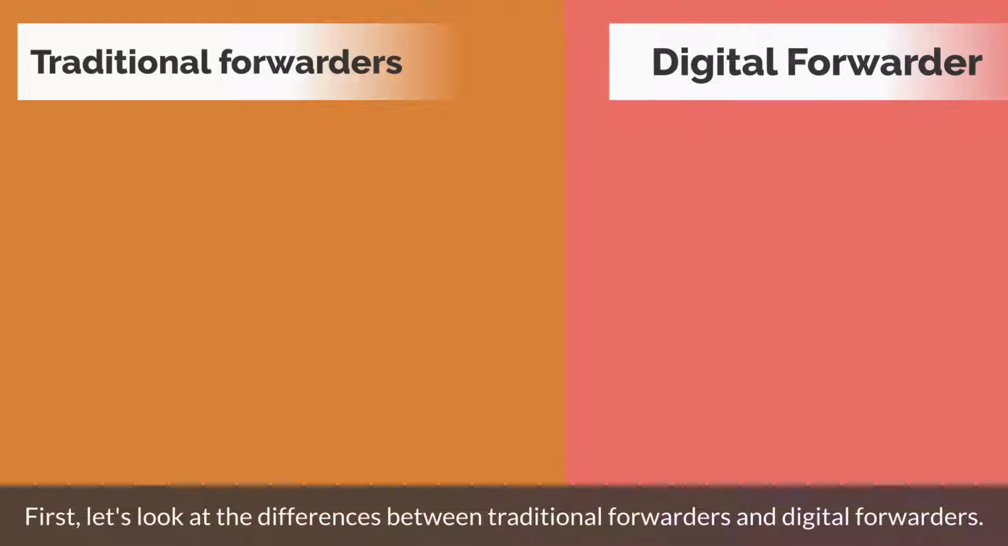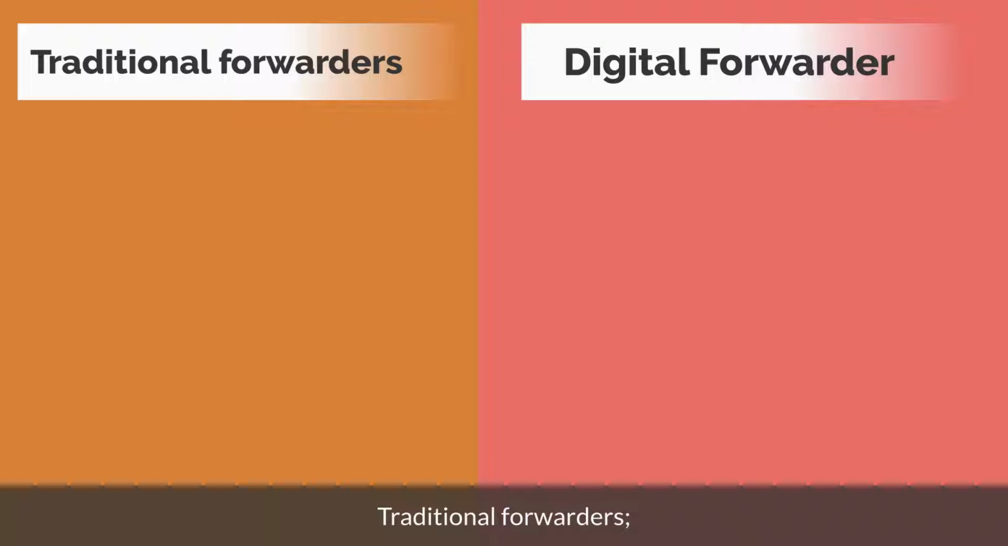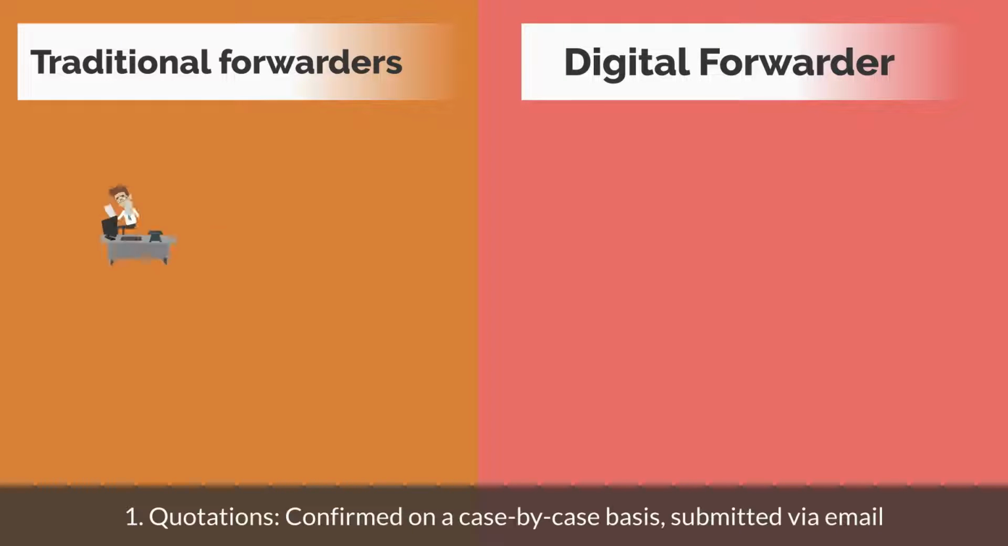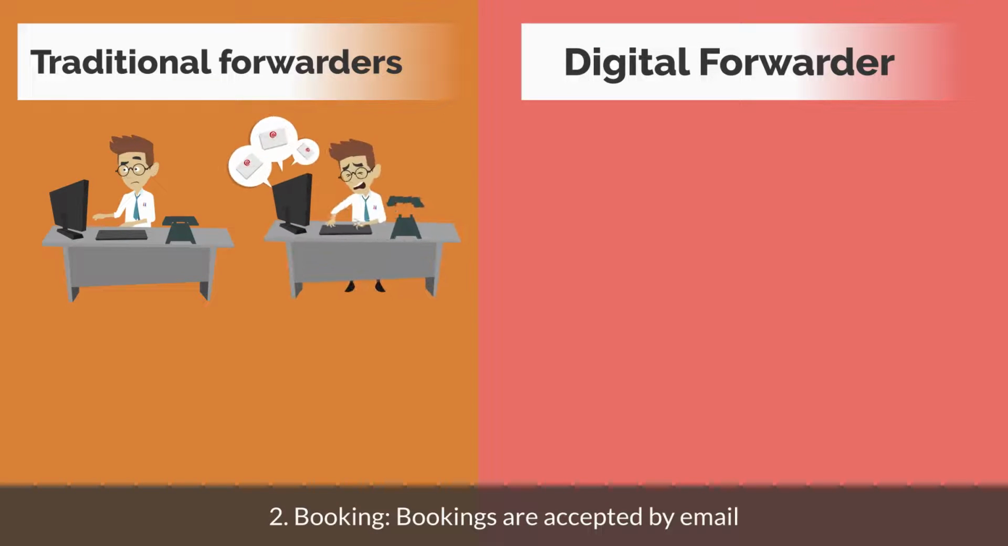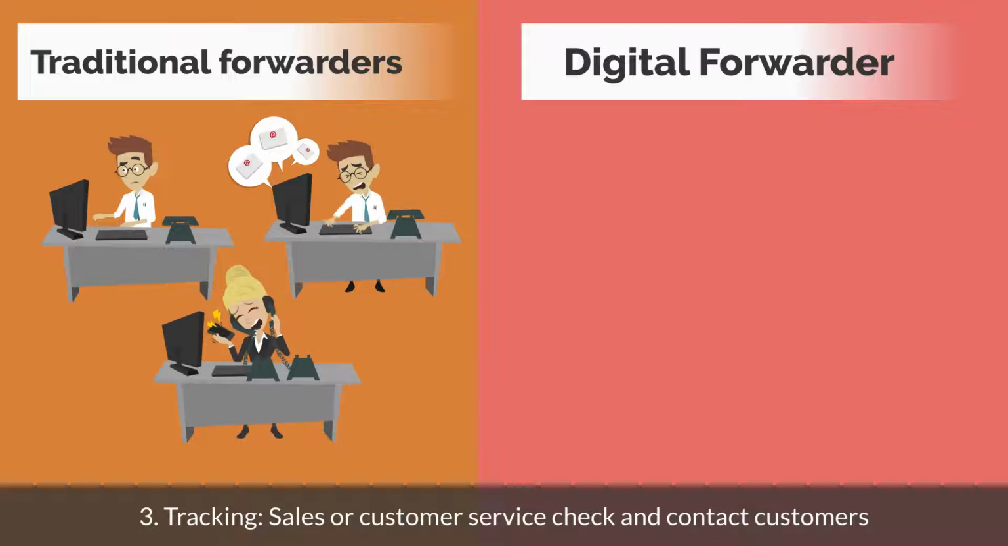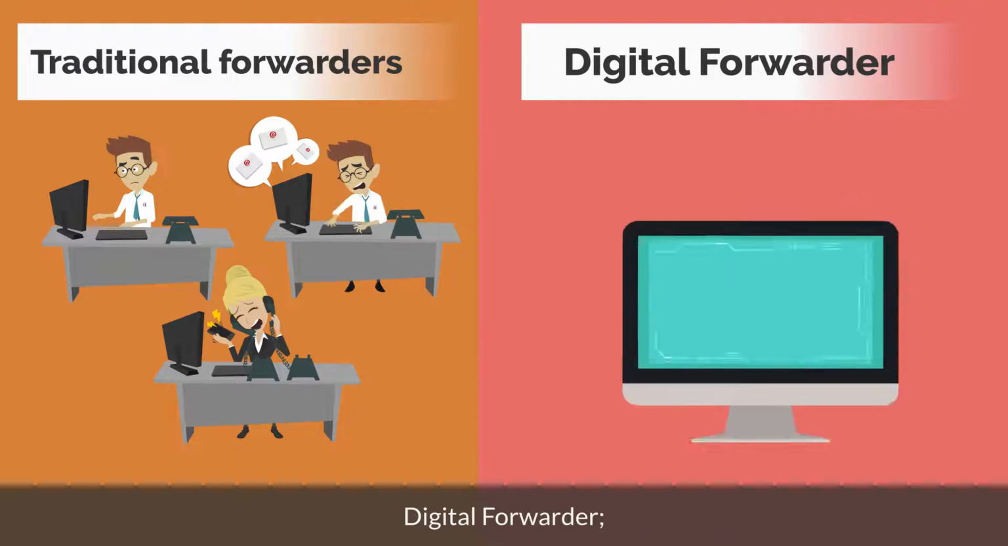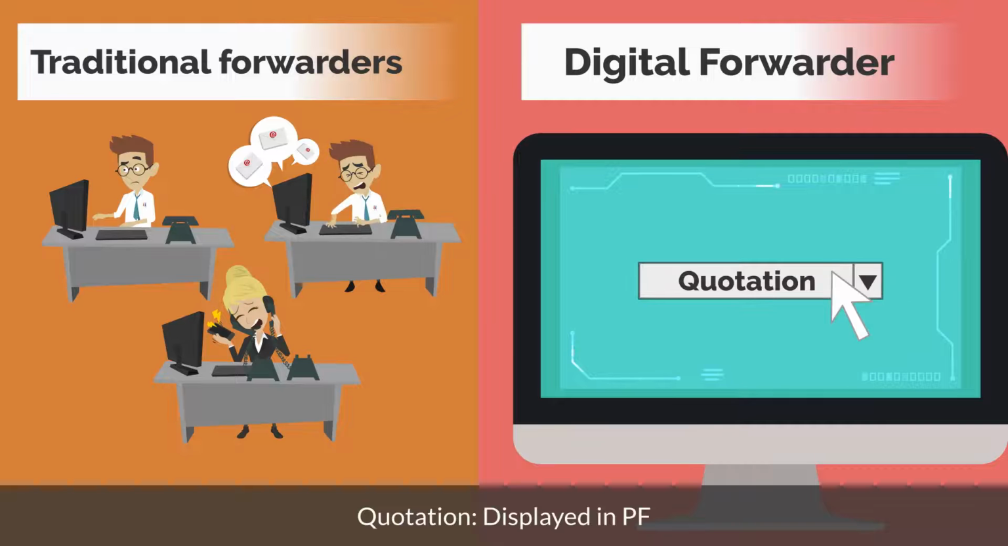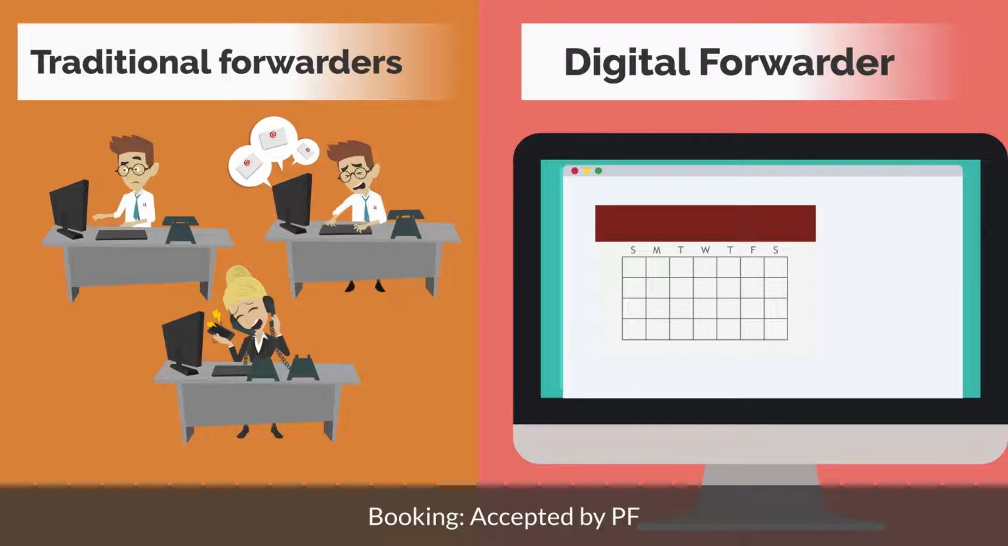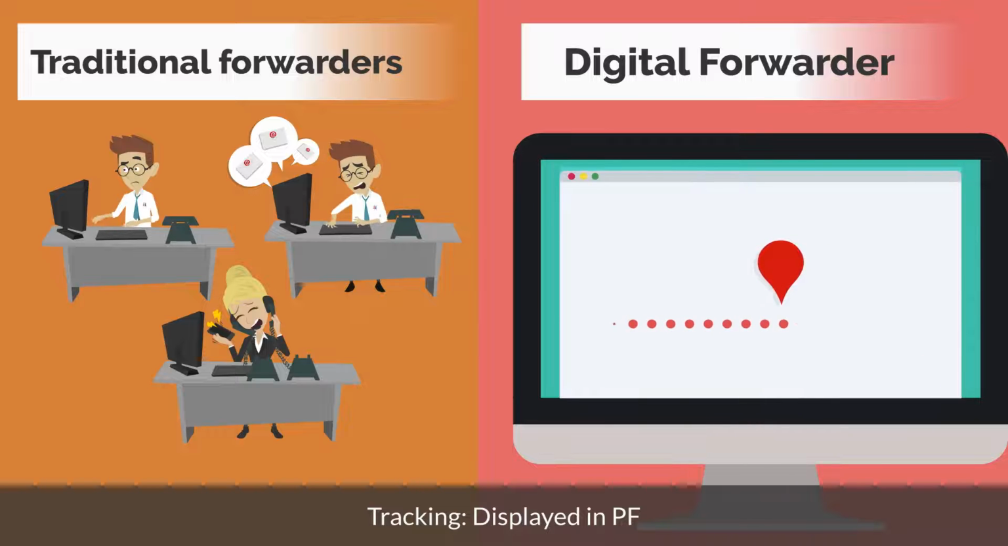First, let's look at the differences between traditional forwarders and digital forwarders. Traditional forwarders: 1. Quotations are confirmed on a case-by-case basis and submitted via email. 2. Bookings are accepted by email. 3. Tracking: sales or customer service check and contact customers. Digital forwarder: Quotation is displayed in the PF. Booking is accepted by the PF. Tracking is displayed in the PF.